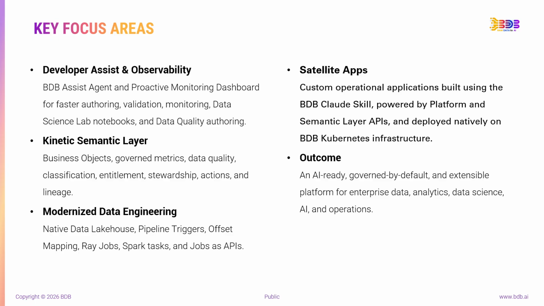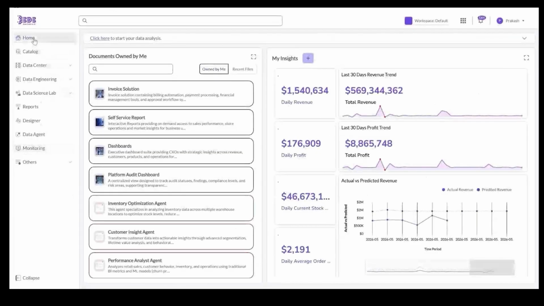This release is organized around four key areas: developer assist with observability, Kinetic Semantic Layer, modernized data engineering, and satellite apps. Let's begin with the platform homepage. This is the BDB Platform homepage. From here, users can access different platform modules based on their role and permissions.